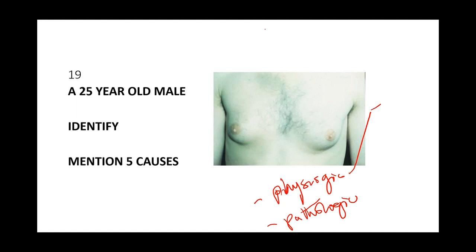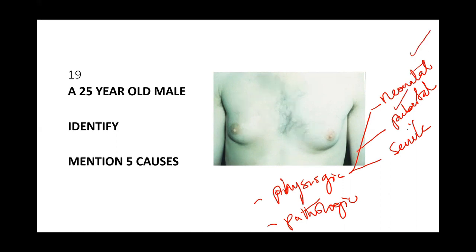What are the physiologic? Neonatal. What again? Pubertal. And what? Senile. Okay. This is seen in the neonatal period, puberty, and elderly. Now the pathologic types. Metabolic. Metabolic from what?